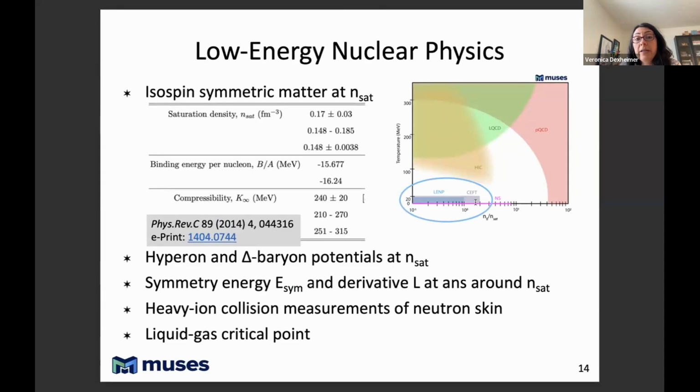And then you can also get experimental information from low energy nuclear physics that includes, for example, low energy heavy ion collision measurements. For example, neutron skin, which again helps us understand isospin asymmetry in heavy nuclei. But the most important thing is that it gives us information about nuclear physics at saturation. For example, what is saturation density? How bound matter is supposed to be at these densities, how incompressible. And this is all what us astrophysicists use to calibrate our models. It also gives us information about hyperons.